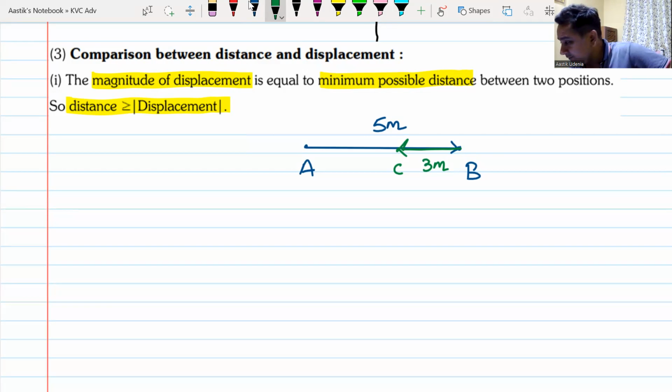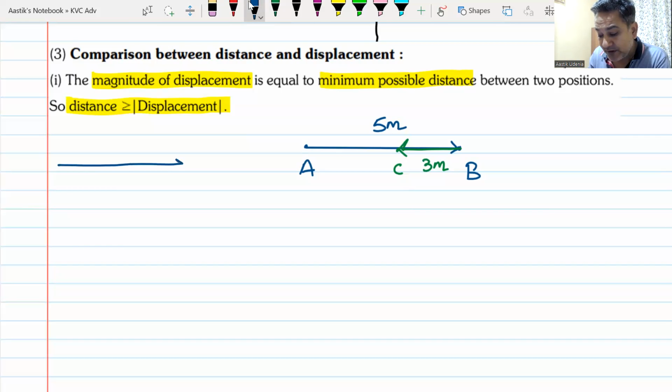What is the magnitude of displacement of the body? Is it 8 meters? No, it is not 8 meters. It is now 2 meters. The particle has still moved in the same straight line. So whenever distance and magnitude of displacement are the same, it has to keep moving in the same straight line and never turn back. If it turns back, even then distance and magnitude of displacement will be different. And if it goes in any other direction, then they are definitely different.